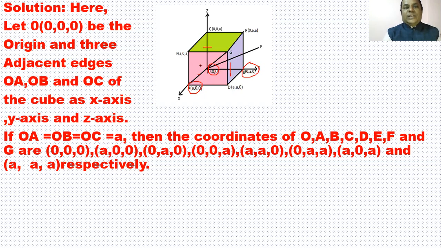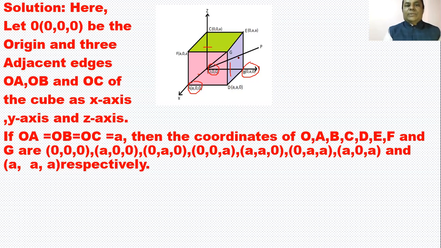This point B is taken along the y-axis. If it is taken along the y-axis, the coordinates of x and z will be 0. Therefore, the coordinate of B is 0, A, 0. And the coordinate of C, which is taken along the z-axis, goes to 0, 0, A.